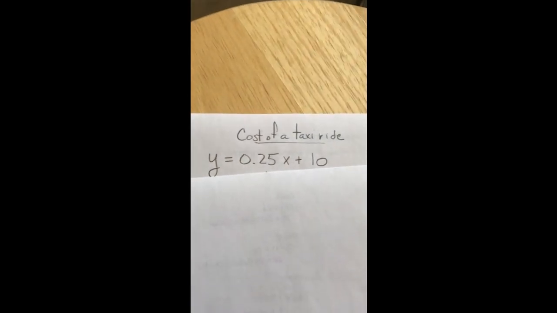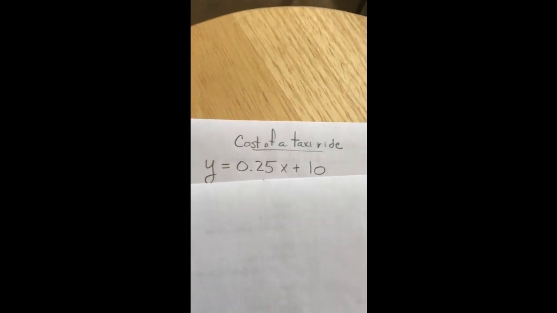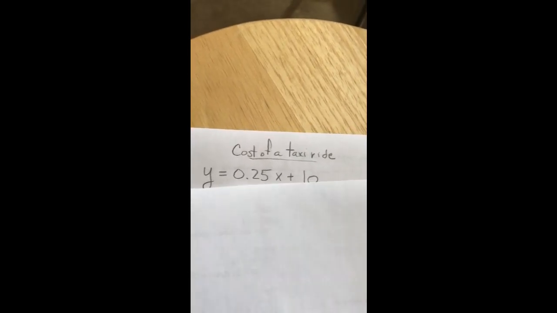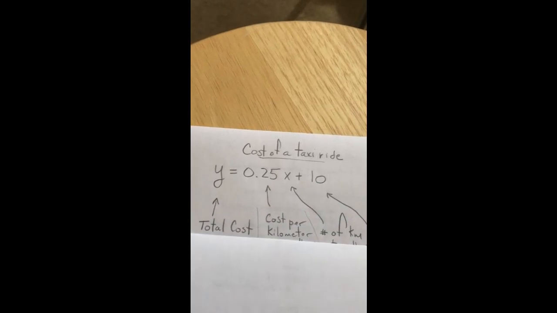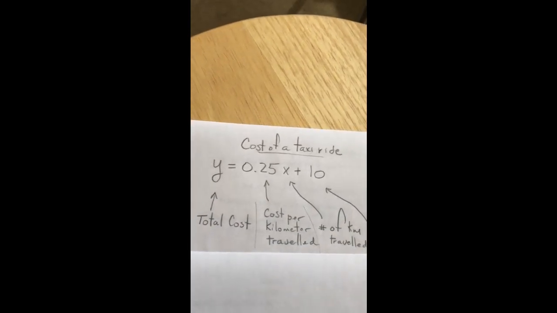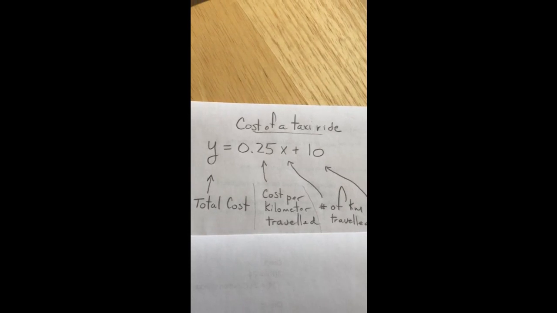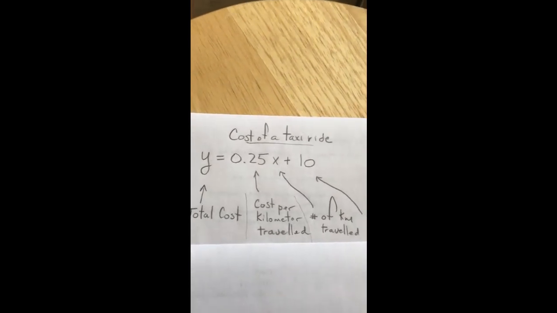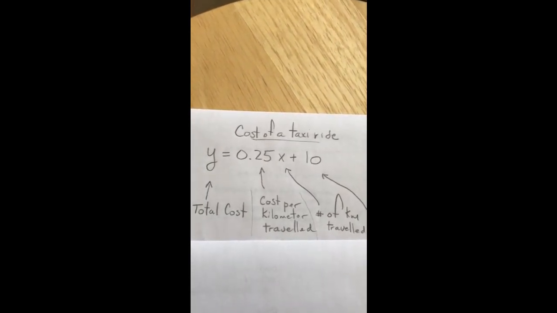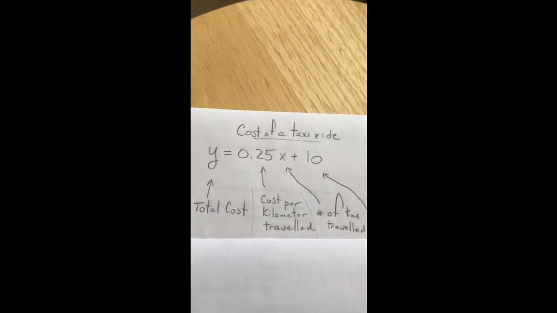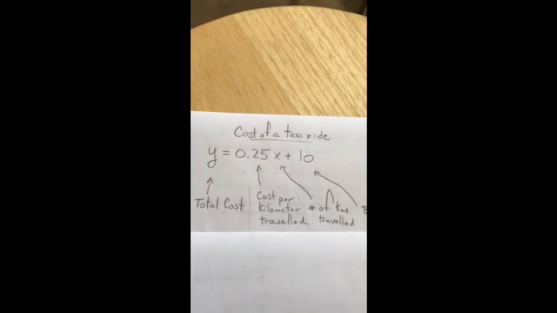Well, a variable is represented by a letter. It means that things can change depending on the situation. This example is the cost of a taxi ride. We want to know the total cost, which is the y part, and it's based on the number of kilometers that we travel. So y equals 0.25x plus 10. Well, there's also a base charge or a fixed charge, and that's what the plus 10 is for.